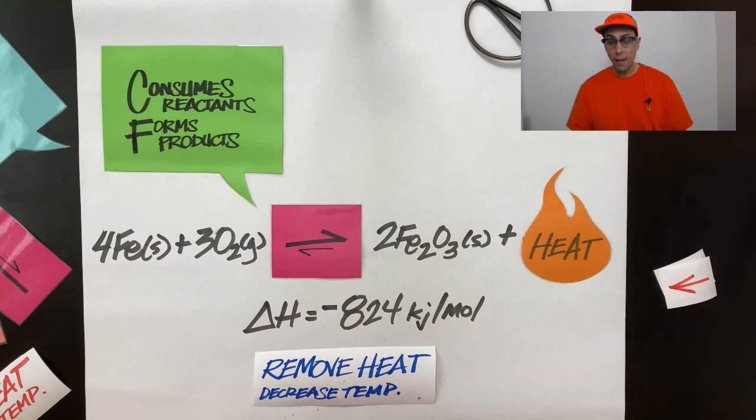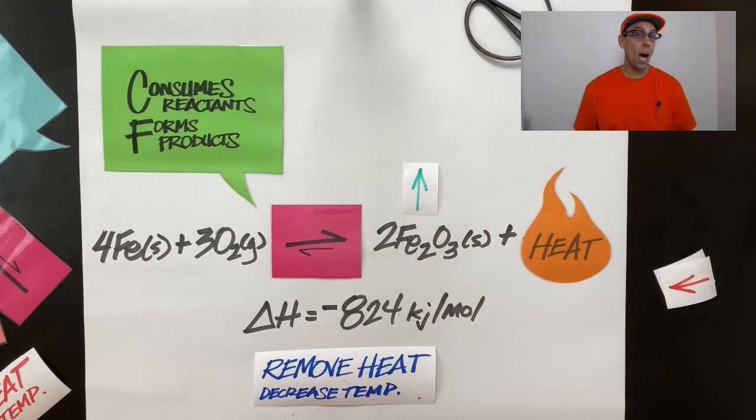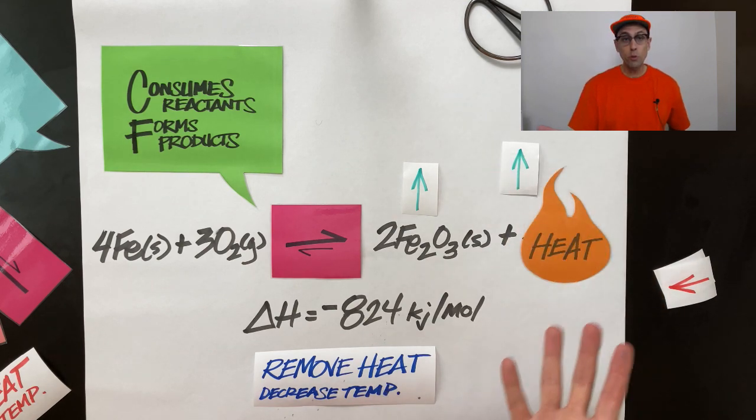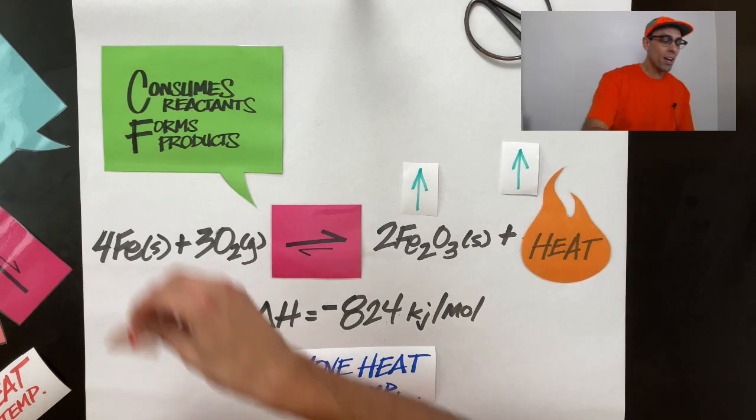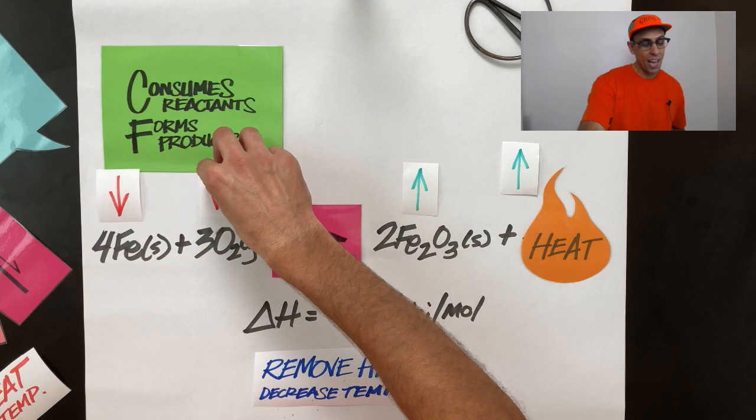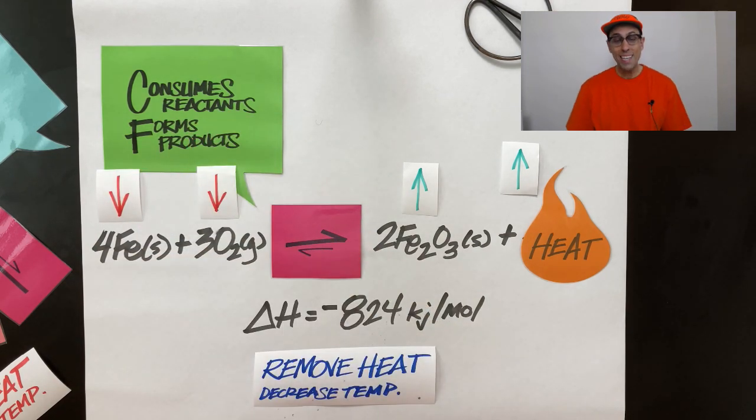So we would expect the concentration of the iron oxide to go up. Also, some of that heat that was removed will be replaced. And the concentration of our two reactants, the iron and the oxygen gas, well, they're going to decrease in response to this disruption.